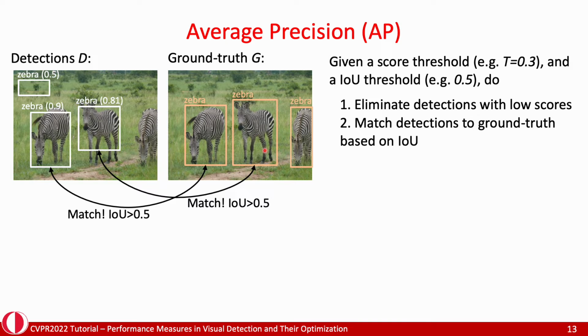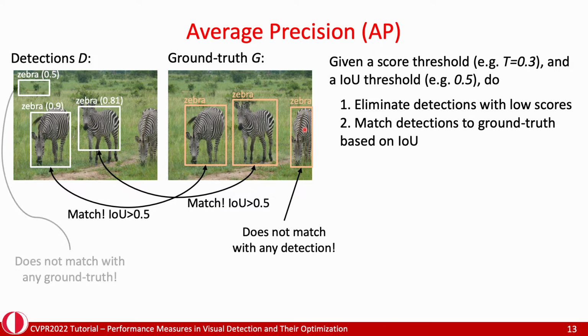Note that after the matching is complete, there is one ground truth box which did not match with any detection, this one, and a detection that did not match with any ground truth items.